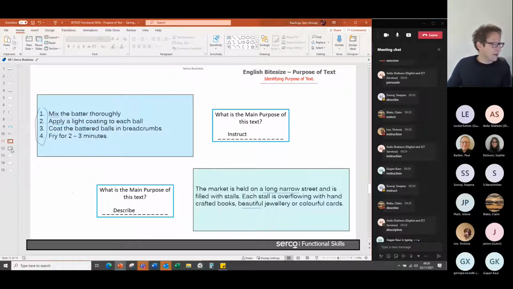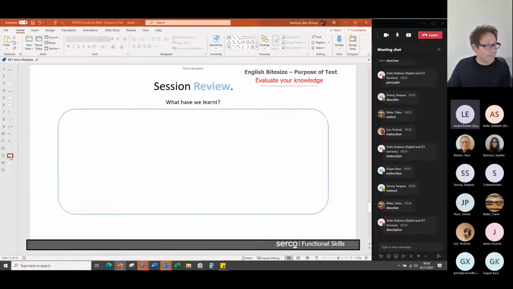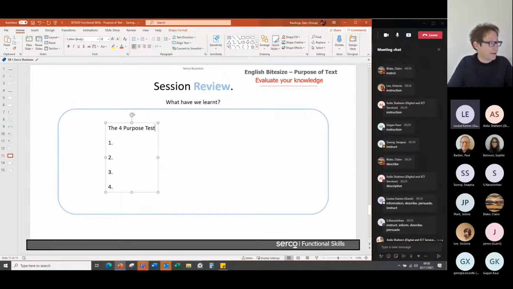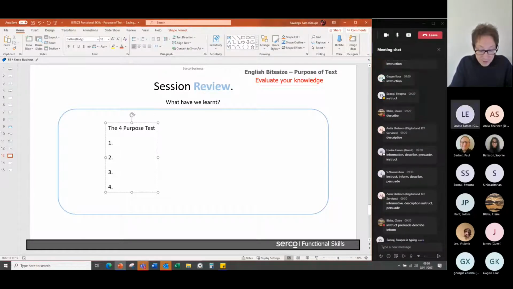Great. So I realised that we're running out of time. So let's jump through to the last bit then, and just do a quick summary of what we've done. So give me the 4 main purposes of text. So let's just do that again. So what are the 4 purposes of text? Good, excellent. Thanks everyone. That's looking really good.